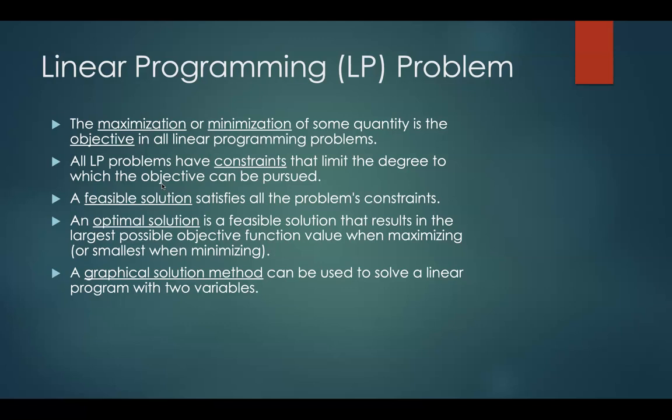Now, a feasible solution is a solution that satisfies all the problem's constraints, but the optimal solution is one that results in the best value. If you're maximizing, it has to be the largest value of the objective function. That's the solution that gives you the maximum value of the objective function. And if you're minimizing, that is the solution that gives you the minimum value of the objective function. Now, a graphical solution method is a method that you can use to solve linear programs with two variables, but we are not going to go through the graphical solution method. We will mostly be using Excel as our solution methodology.